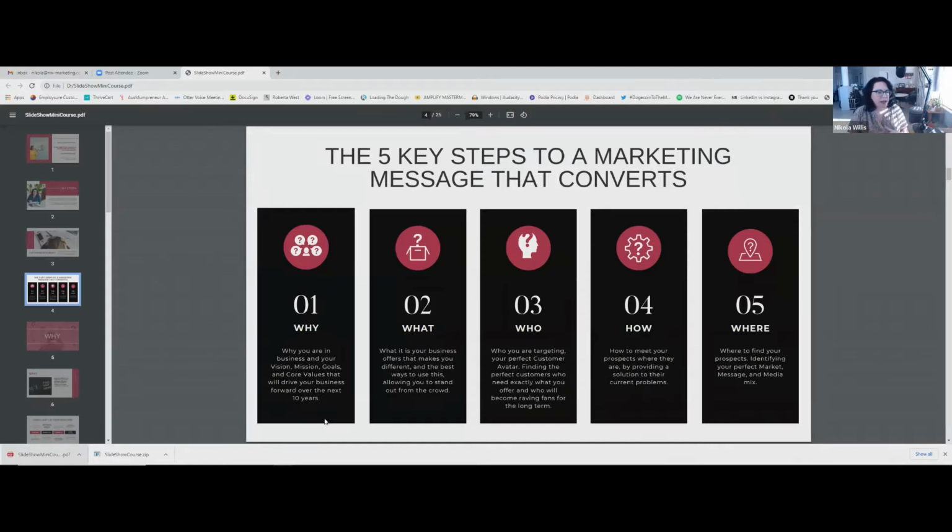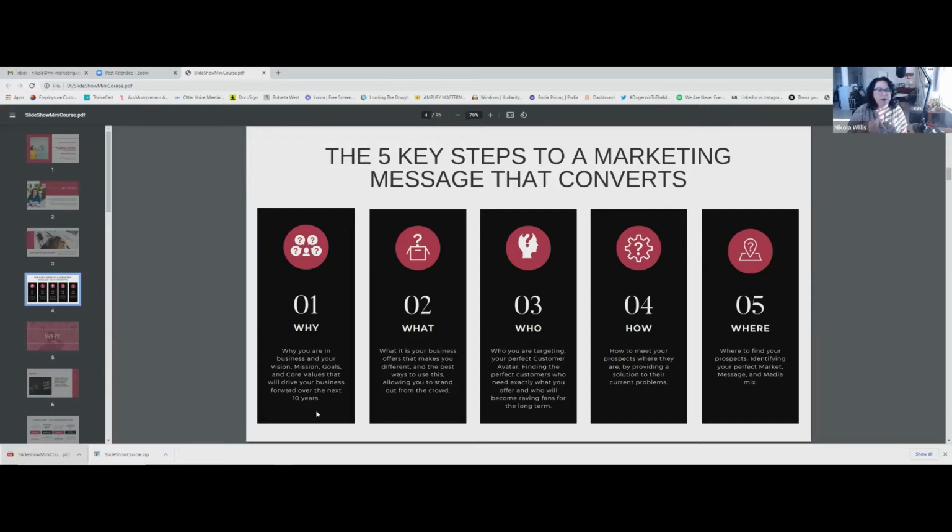That's about the who. And clarity around the how is, how are you going to meet their pain point? What is it, and what offer, what solution do you have to their current problem? How does that look? What and how can you identify that, and how can you get it out? And finally, the where. You need to make sure you've got a market, a message, and a media. You need that mix to make sure that you're talking to the right person about the right thing in the right place.